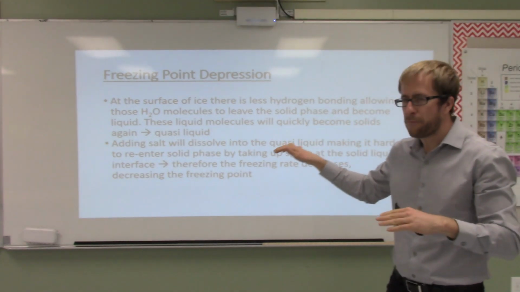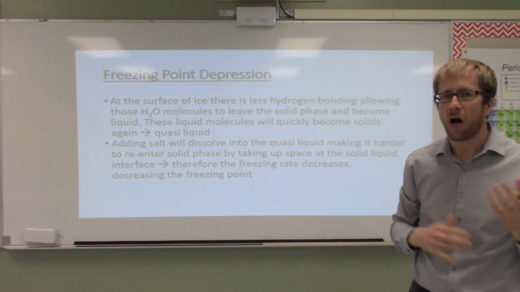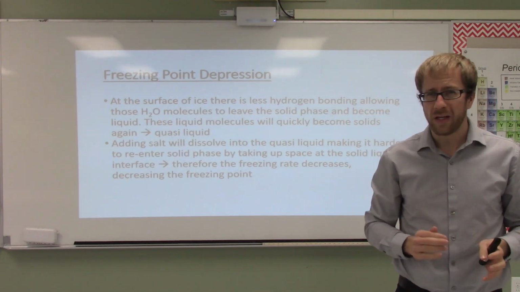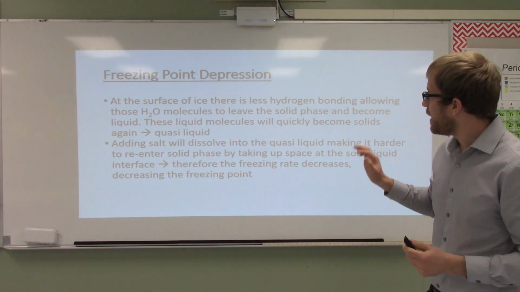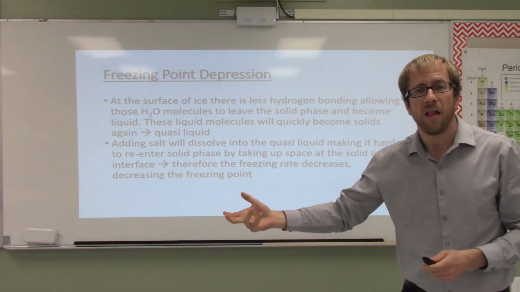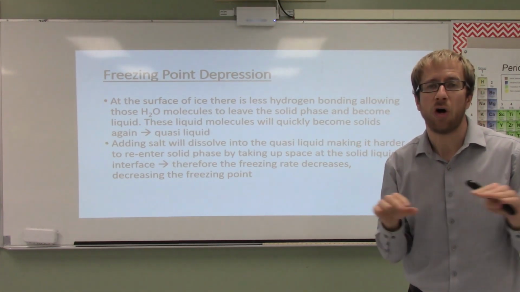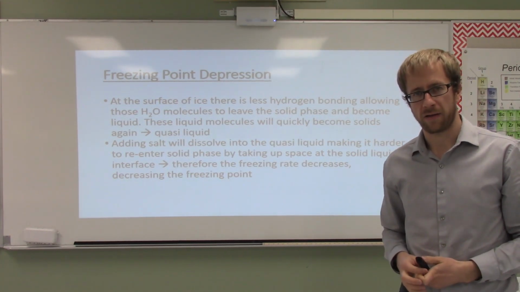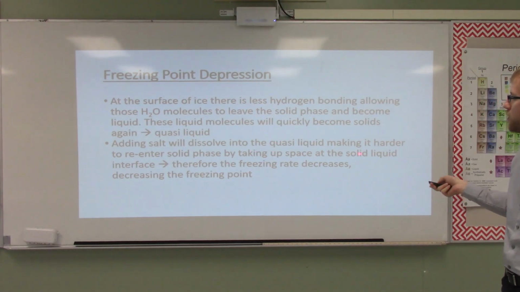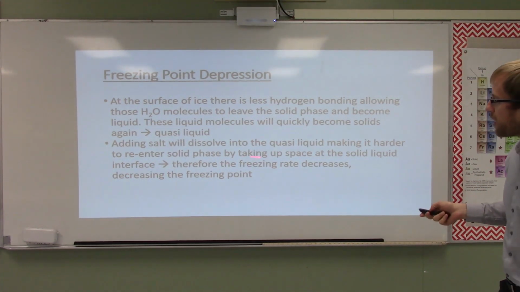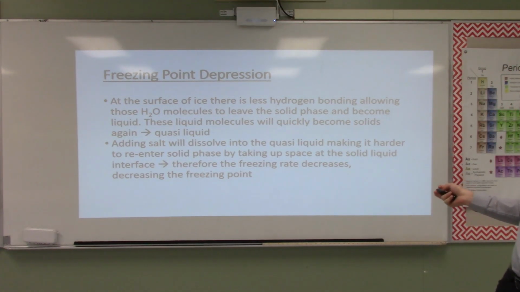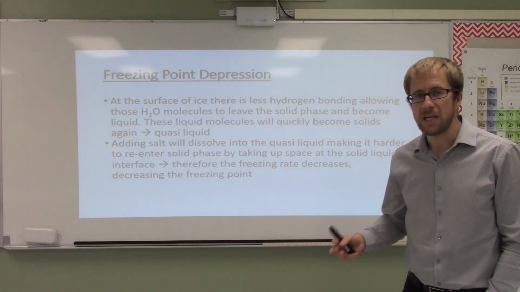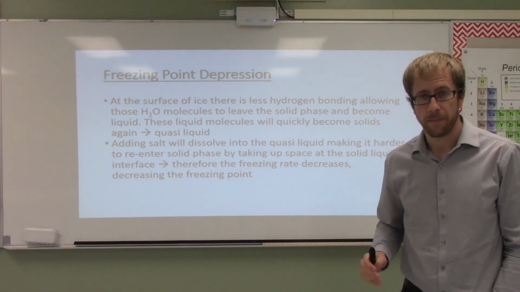And this layer that forms on the surface of your ice is not quite a liquid, but it's also not quite a solid. We call it a quasi-liquid, and it is this quasi-liquid that allows salt to dissolve at the surface and have this freezing point depression effect. So adding salt will dissolve into the quasi-liquid, making it harder to re-enter solid phase by taking up space at the solid-liquid interface. Therefore, the freezing rate decreases, decreasing the freezing point.